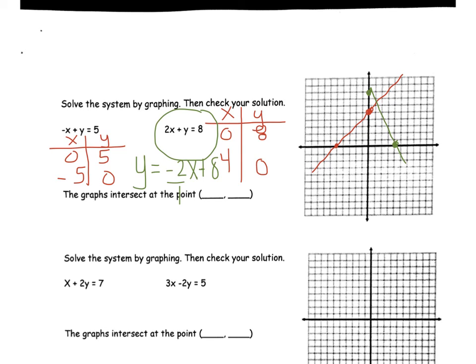So here, if I went down 2 over 1, you would see it would end up intersecting right where that second dot is, right here. And that would be my solution. It would be over 1, up 1, 2, 3, 4, 5, 6. It would be 1, 6. That would be my solution set.